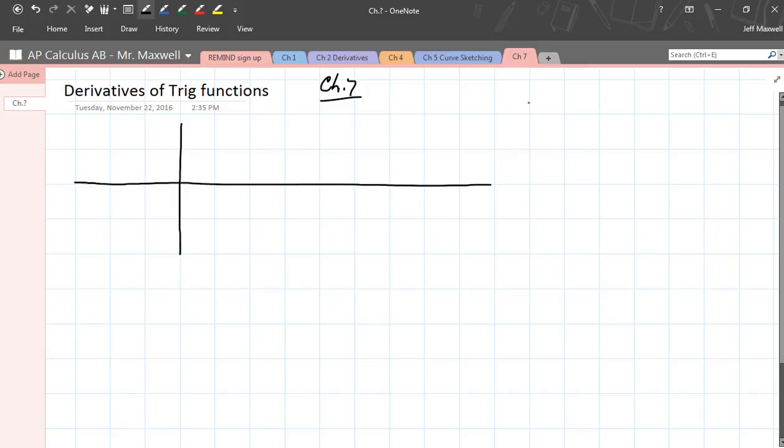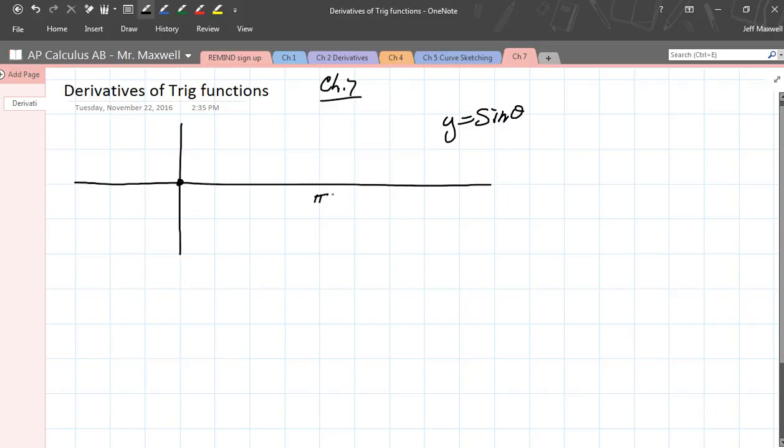I'm not sure how much you remember with the sine function. Hopefully you remember a lot about it. One period of the sine function: what is the period length of y equals sine theta? Remember that? What's the period length? 2 pi. Exactly.